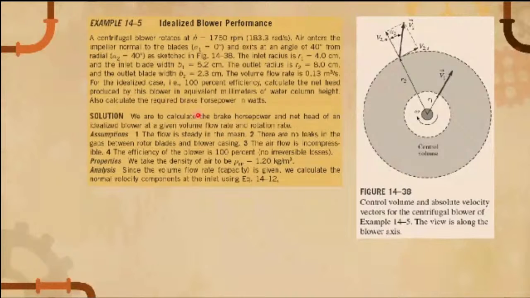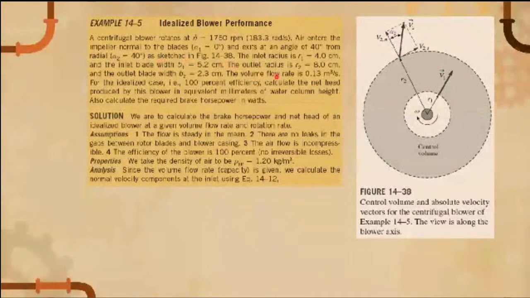Okay, so one centrifugal blower rotates at 1750 RPM, and air enters the impeller normal to the plate at 0 degree angle, and exits at an angle of 40 degrees from radial. So you have the angle, alpha 2, so it's here.